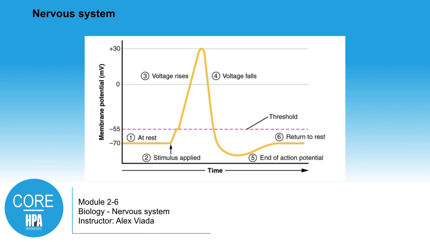You see that hyperpolarization after the voltage falls at 4, between 4 and 5, you see that dip where the inside of the cell actually becomes overly negative. That is that kind of hyperpolarization. It is not until 6, item 6 there, return to rest, that the neuron is capable of firing again.